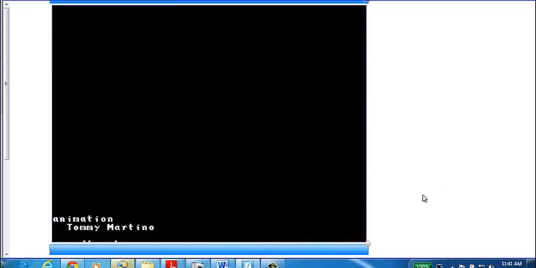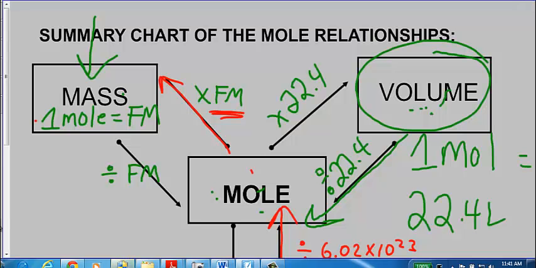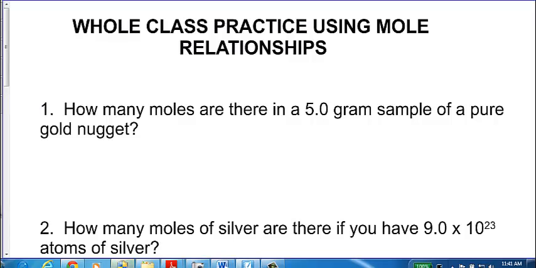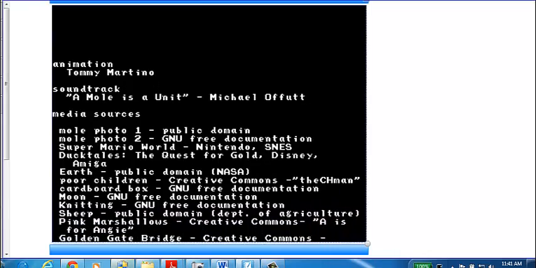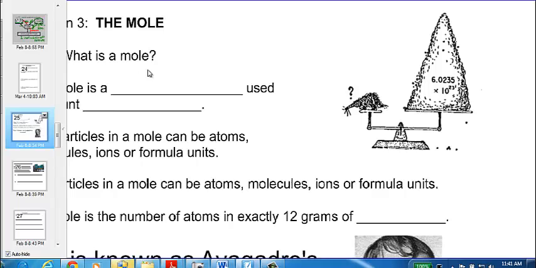I know you'll be rewinding the video as soon as this is over so you could hear that song again. It's really a catchy tune. But what is a mole? Right? What is a mole? Do you know? Do you guys know in here?